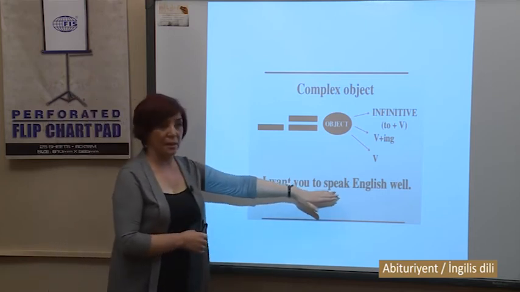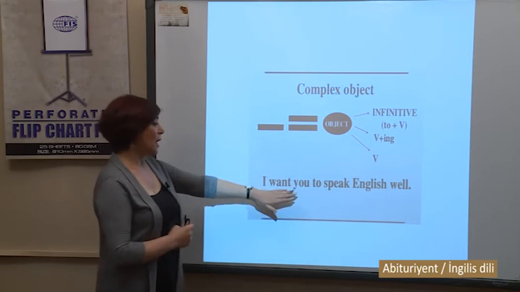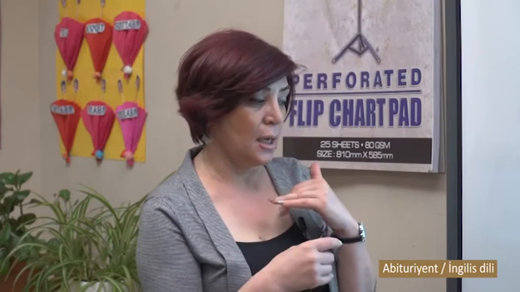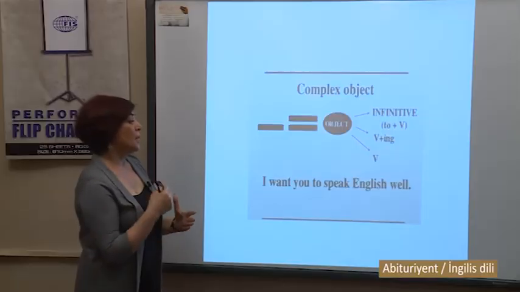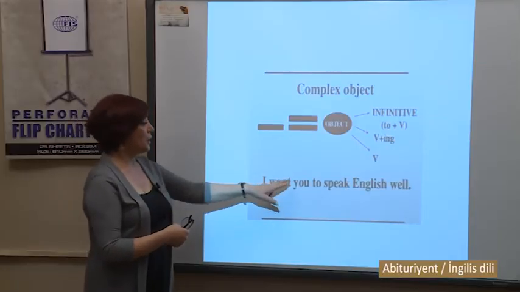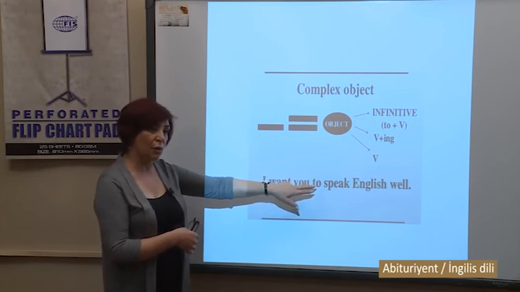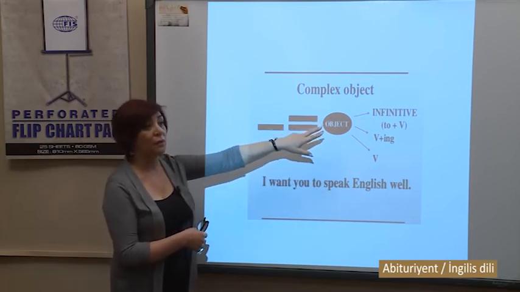Here, you to speak is a complex object. It means that I don't want to speak English. My object is you. I want you to speak English. And the question is, who do you want to speak English? And if the sentence was like this, I want to speak English, the question will be, who wants to speak English? I want to speak English. But I want, for example, my daughter, I want my friend, I want my students, or I want, for example, these boys to speak English well. You see, want requires the second verb to be used with infinitive to.